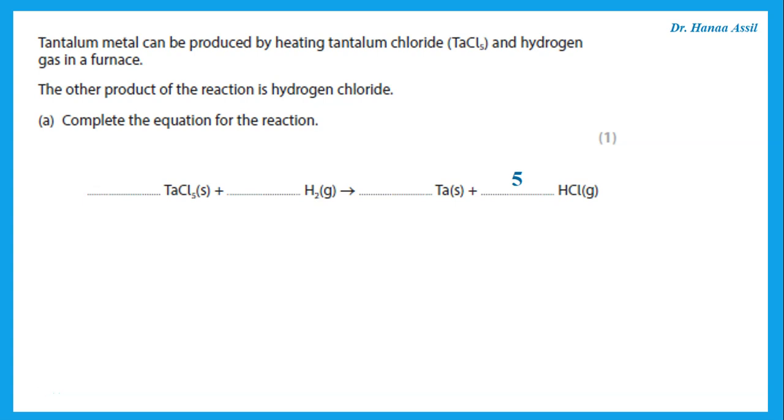There is no 2 times something. We don't usually use fractions. So we need to multiply that all through by 2. That means now I have 10 hydrogens and 10 chlorines. So I will need 2 of the TaCl5, 5 of the H2, and 2 of the tantalum. All of this now is balanced.